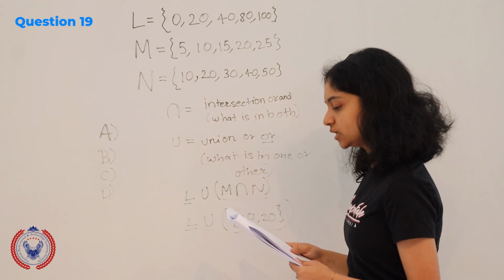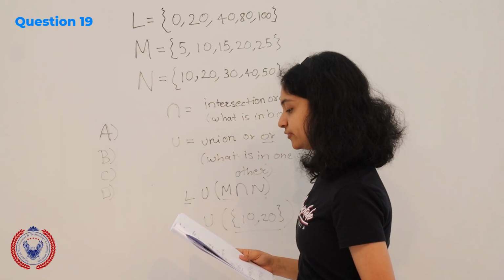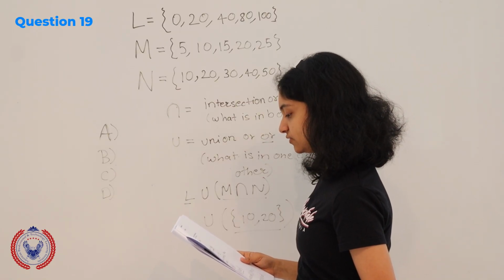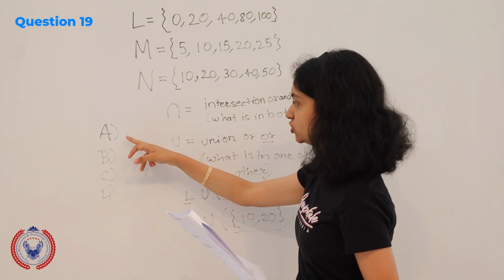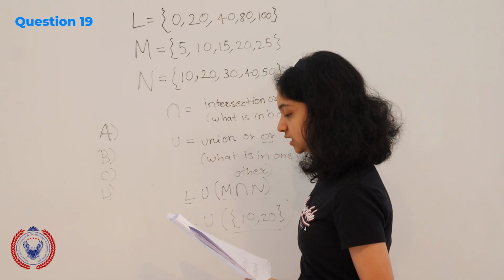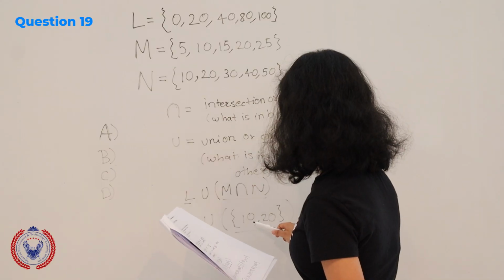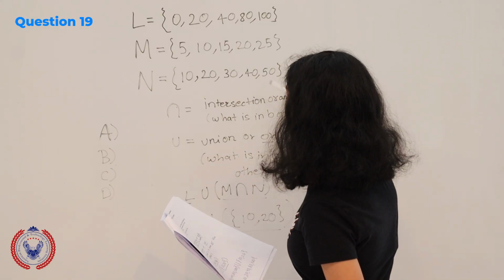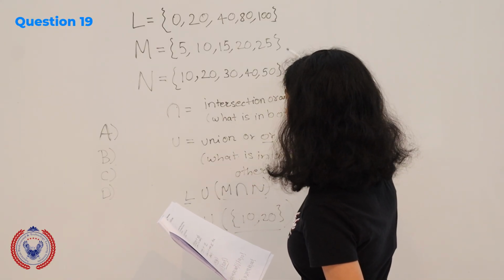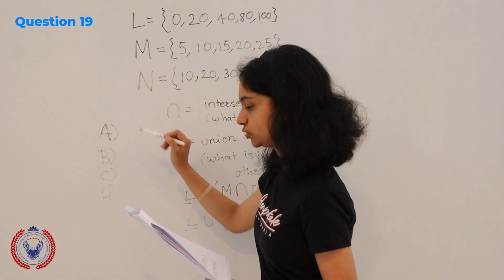So now let's look at our options. Option A, 0, 5, 10, 15, 20, 25, 30, 40, 50, 80, and 100. A is not a good choice because it does not have the other numbers that are required. Even though it has 10 and 20, there are a few numbers that do not overlap between M and N. Hence, A is not a good choice.